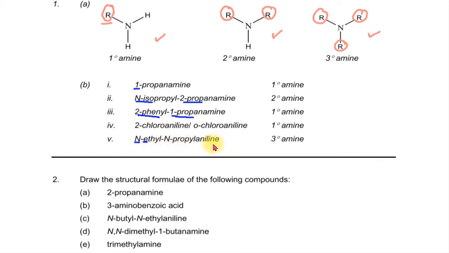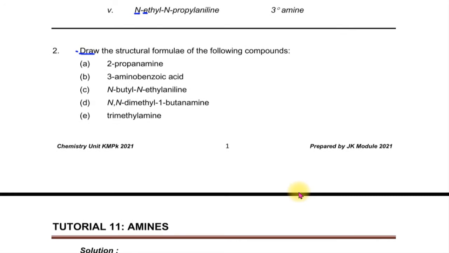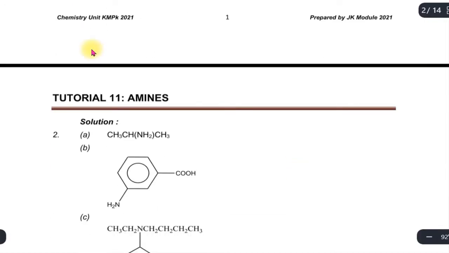Okay, now we proceed with drawing. Draw the structural formula for the following compound. So 2-propane amine. You have to draw 3 carbons and then the NH2 right at position number 2. Quite simple. So position number 2, propane amine.